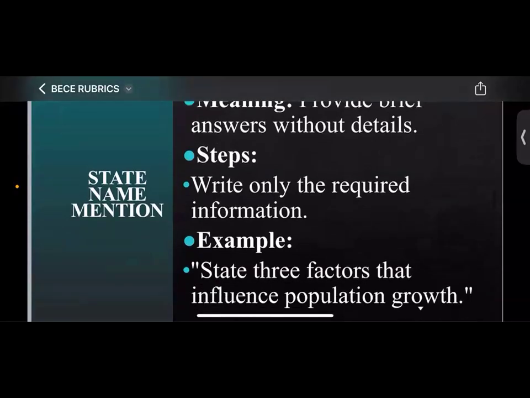Example, state 3 factors that influence population growth. Number 1, migration is one factor that influences population growth. That's it. Then you move to the second one. Then you can mention death rate or birth rate is another factor that can influence population growth. Then you move to the next one. Then that's all. You are done with the 3 factors.